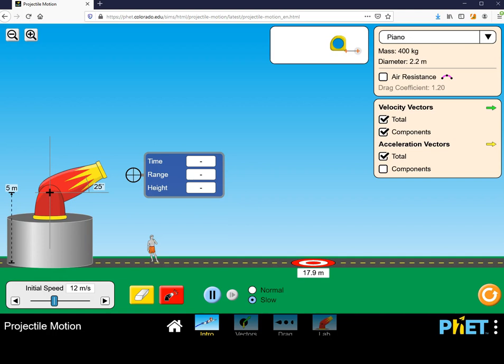Projectile motion is defined as an object having an initial velocity and then being subject to the acceleration due to gravity only.